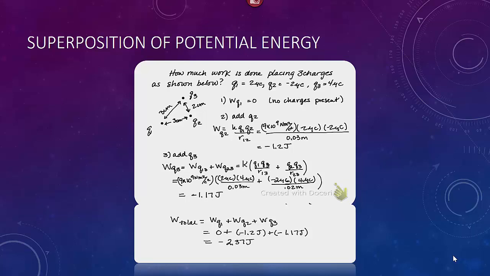Now it's how much work did it take to get Q3 near both Q1 and Q2. Same equation. You're going to take the distances between the two different charges and add that up. Now we have the work from putting Q1 down, which was 0, the work from adding Q2 in, and then the work from adding Q3 in. Then you add them all up, and that tells you how much work was done.